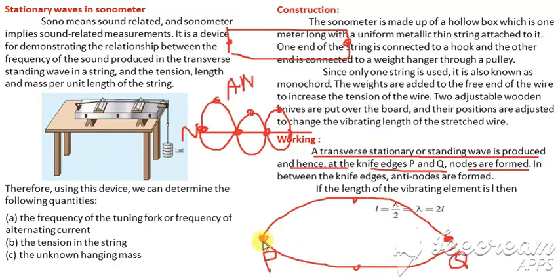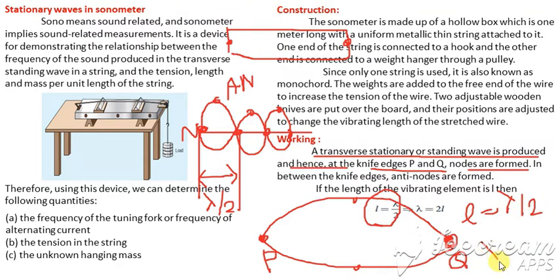Okay, so at the closed end nodes are formed and at the open end antinodes are formed. And we know that the distance between any two nodes is lambda by 2. So L is equal to lambda by 2. From this, if you need the value of lambda, it can be written as lambda is equal to 2 into L. So this gives the value of lambda.